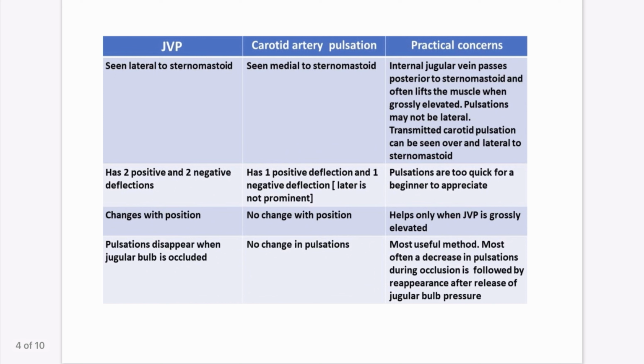Next is that the JVP has two positive and two negative deflections, whereas the carotid artery pulsation has one positive deflection and one negative deflection. But the problem is that the pulsations are very quick, so for a beginner to appreciate, it's a difficult thing. Next, the most useful method to differentiate between the JVP and carotid artery pulsation is that when you press the jugular bulb, the JVP disappears. But for the carotid artery pulsation, there won't be any change. This is the most useful method to differentiate between these two.